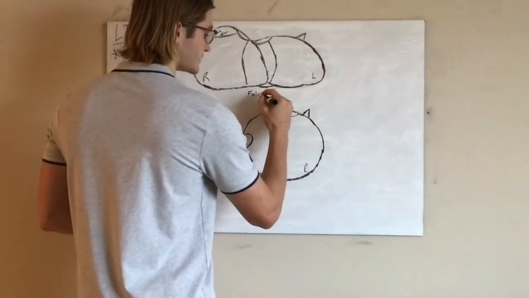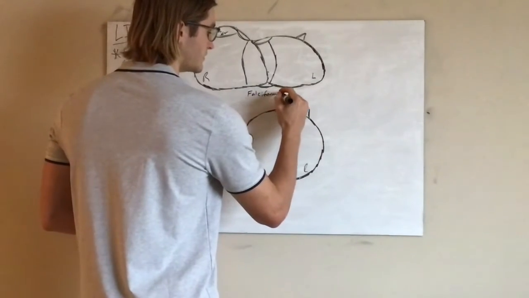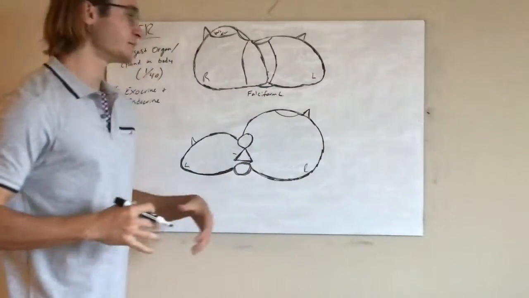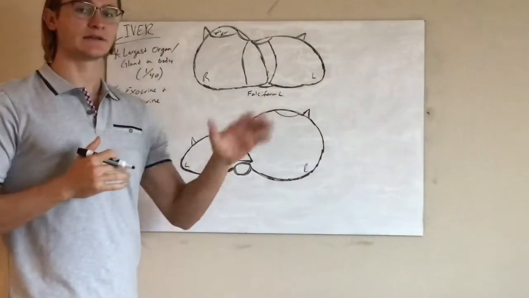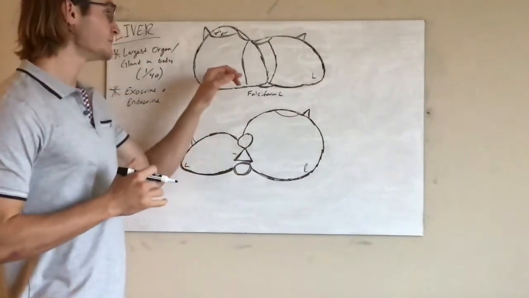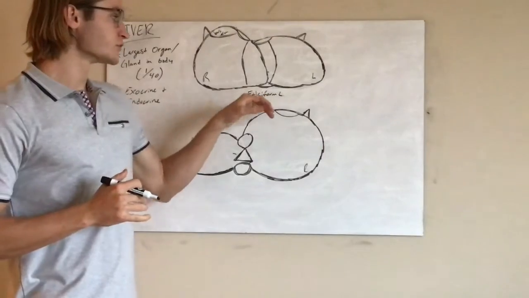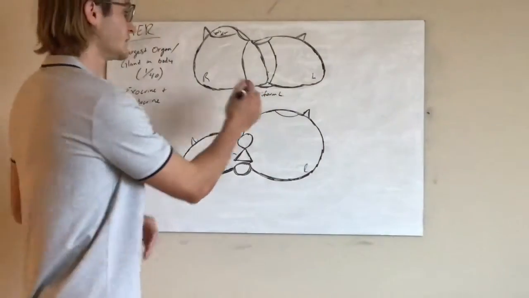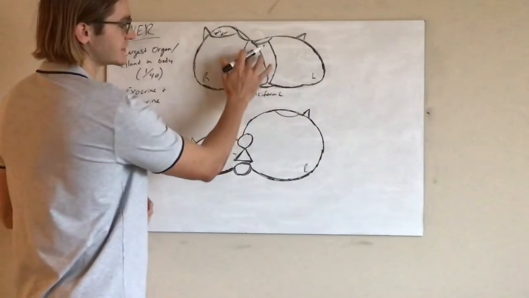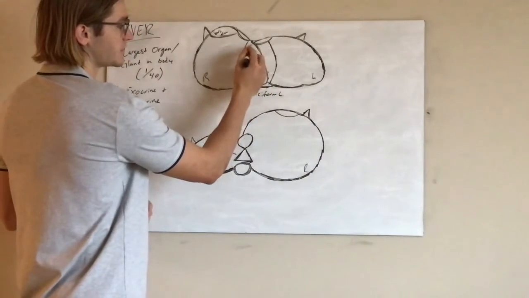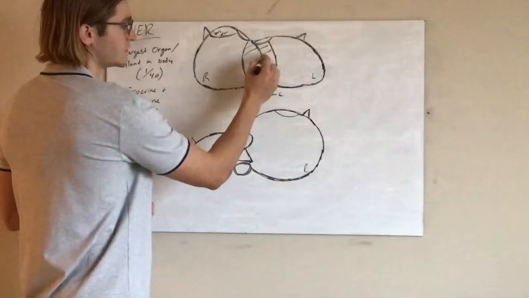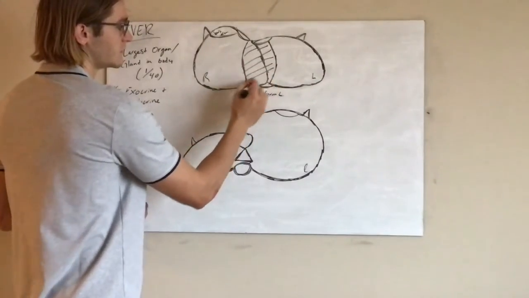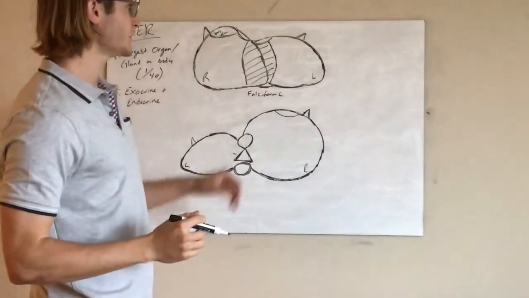So, falciform ligament. And it's pretty much the divide between the right and left lobes of the liver. It'll also attach to the diaphragm. So the falciform ligament is this big guy right in here. You see the falciform ligament.